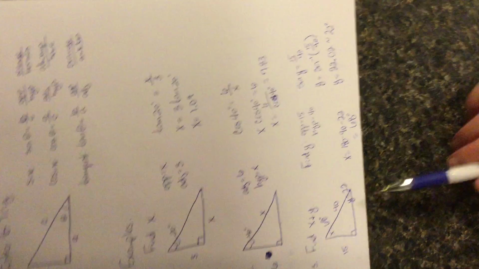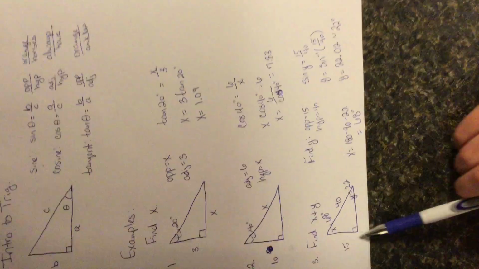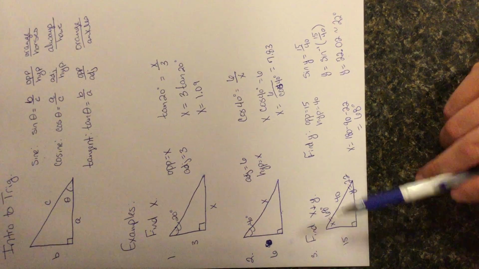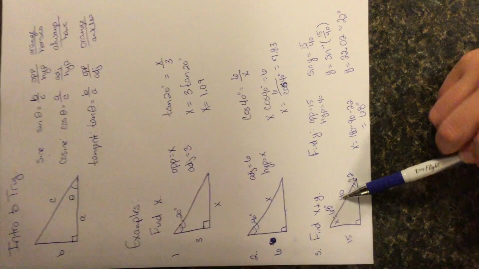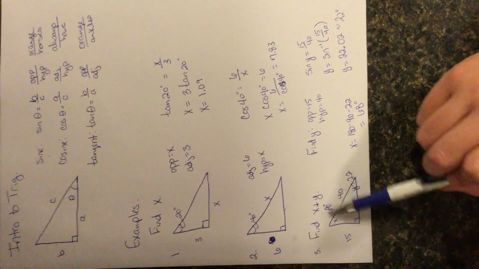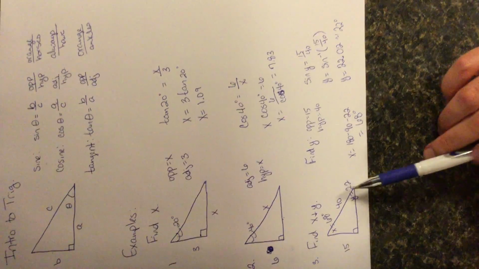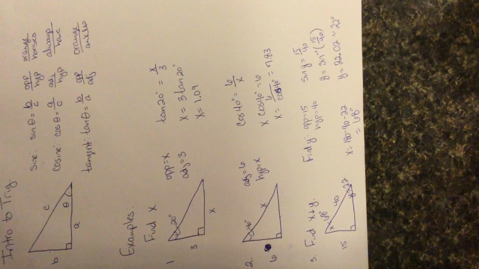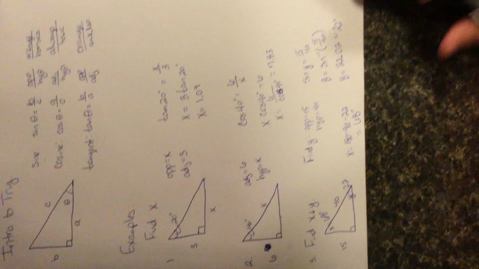And you could find x first. You could find x using cosine, because you would have adjacent 15 over 40. So you would have cosine x is equal to 15 over 40. So you do inverse cosine of 15 over 40, which will be close to 68, and then subtract 180 minus 90 minus 68 to get 22. So whichever way you want to do it, I just wanted to do one with sine.